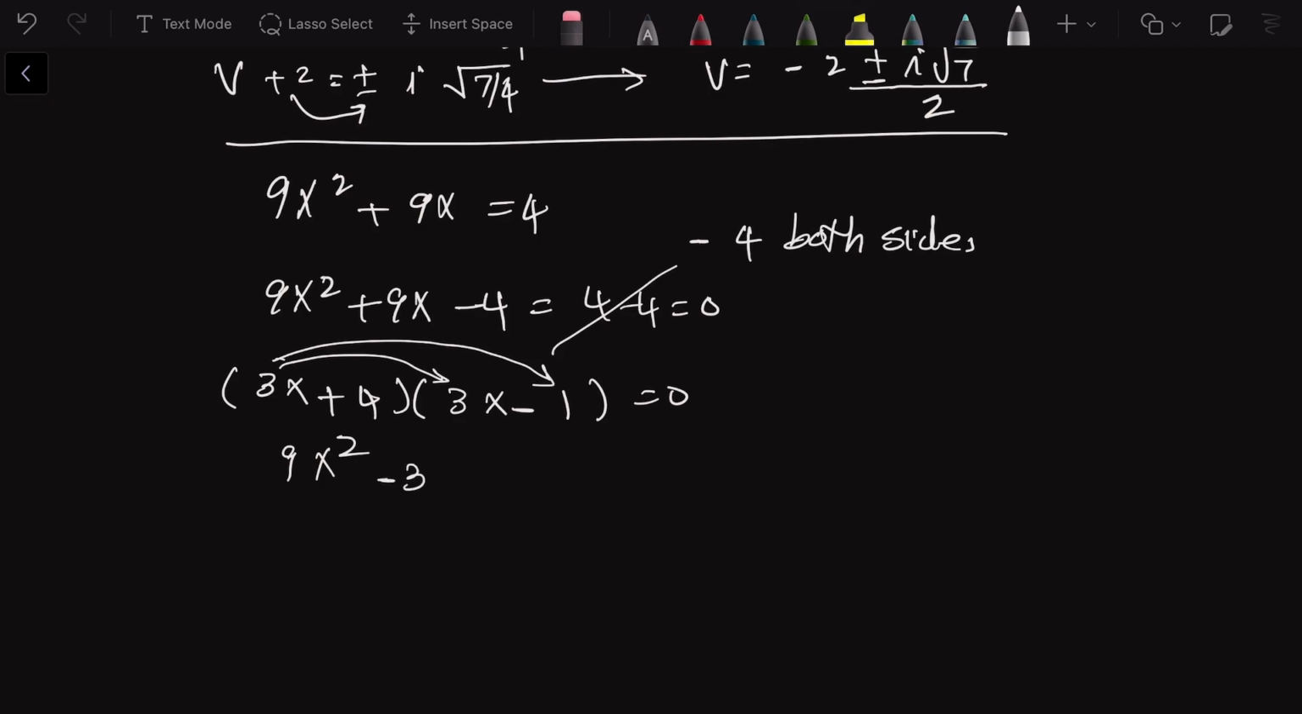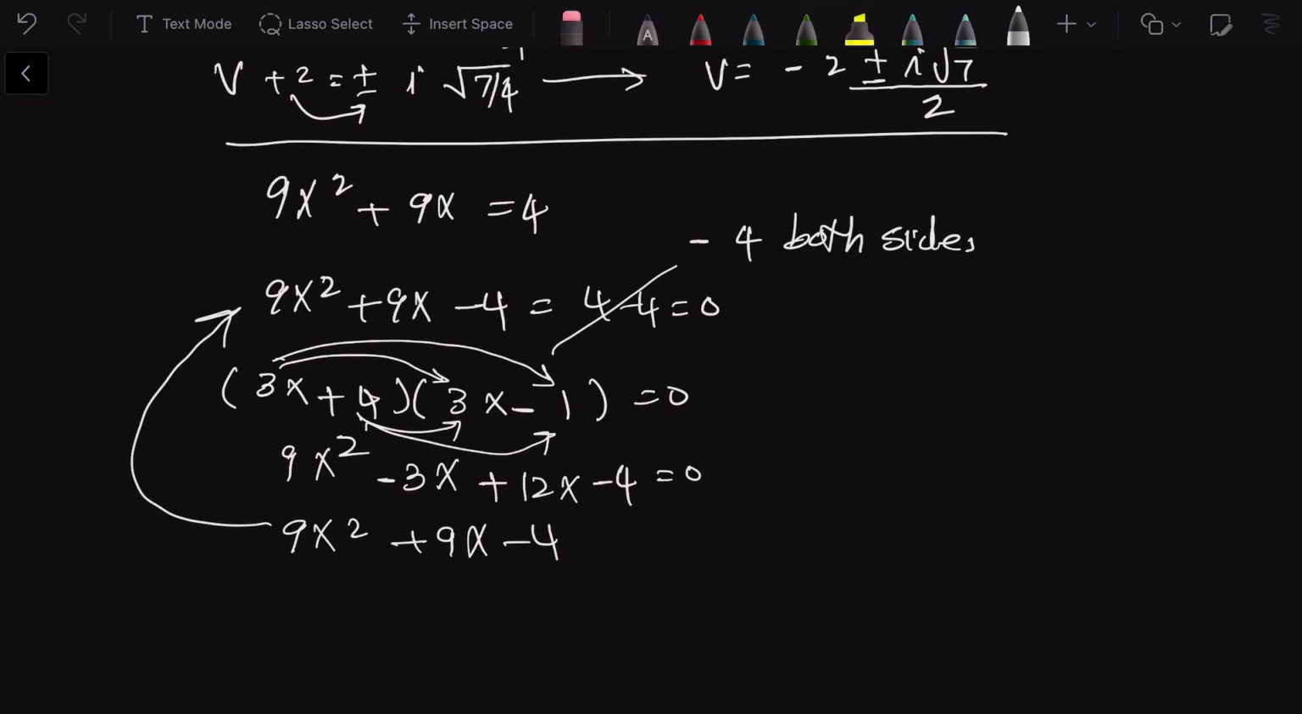Minus 3x. Okay, then we do this one, plus 12x. All right, then minus 4 equals 0. So 9x squared minus 3x plus 12x, that's a plus 9x, and minus 4, which is my equation here. So my factoring is correct, right?